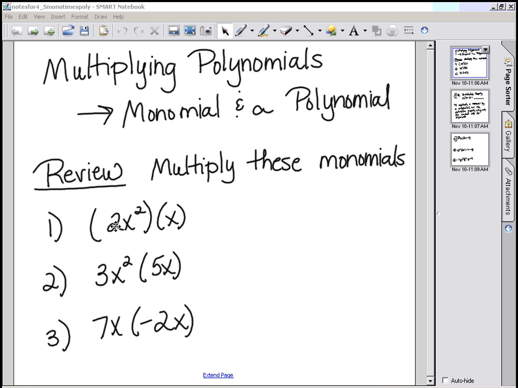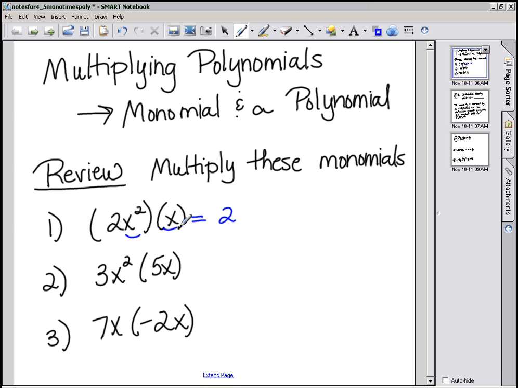So if I have 2x squared times x, do you remember that to multiply 2x squared times x, I can multiply that as 2, and then x squared times x, since they're the same base, we can add their exponents to get x to the third. Likewise, 3x squared times 5x is the same thing as 3 times 5, which is 15, x squared times x, which is x to the third. 7x times negative 2x, the 7 times negative 2 is negative 14. X times x is x to the second because there's an understood 1 as a power on each of those.